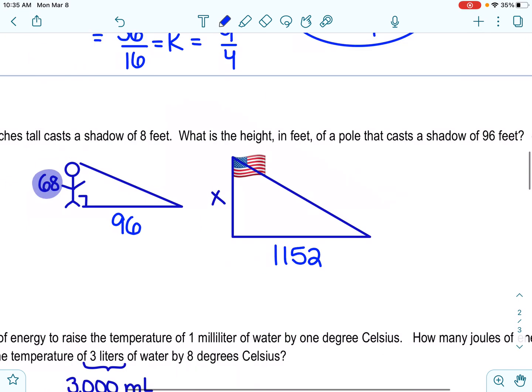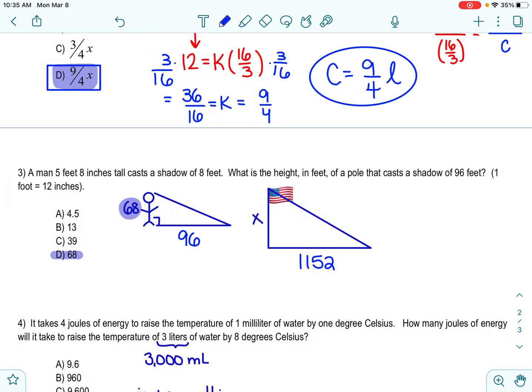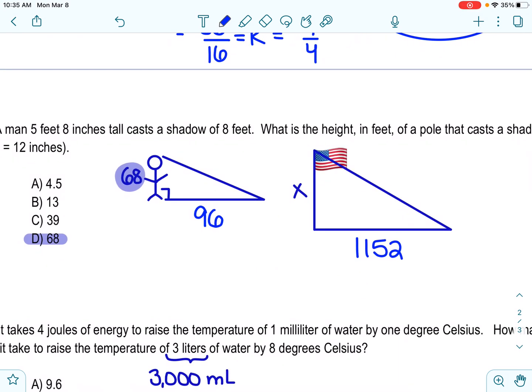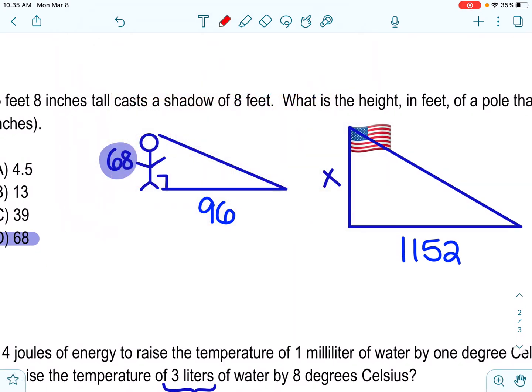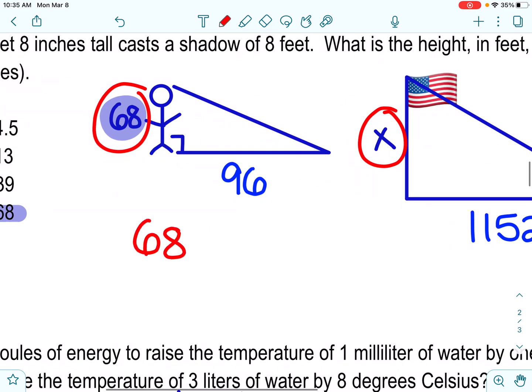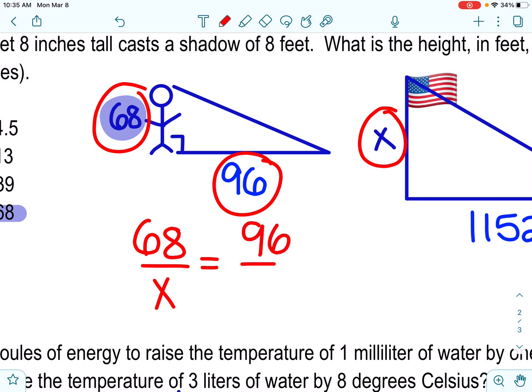Now, I could have done the other way. I could have kept everything in feet. This just would have been a decimal. So let's first solve. It's going to be similar triangles. So the corresponding sides are the 68 and the x. So 68 over x equals 96 over 1,152.